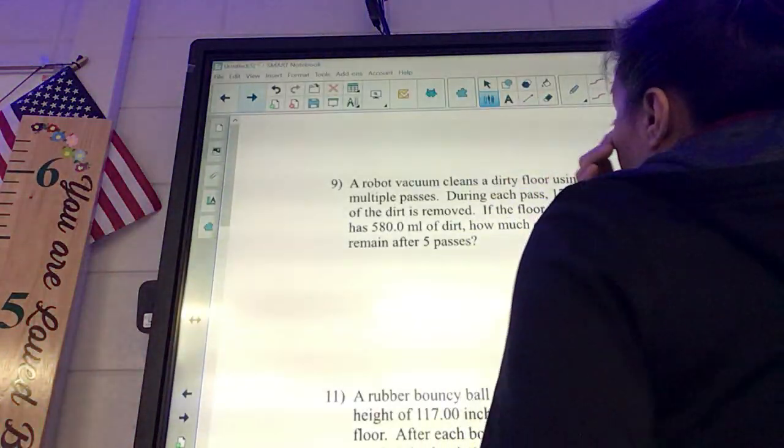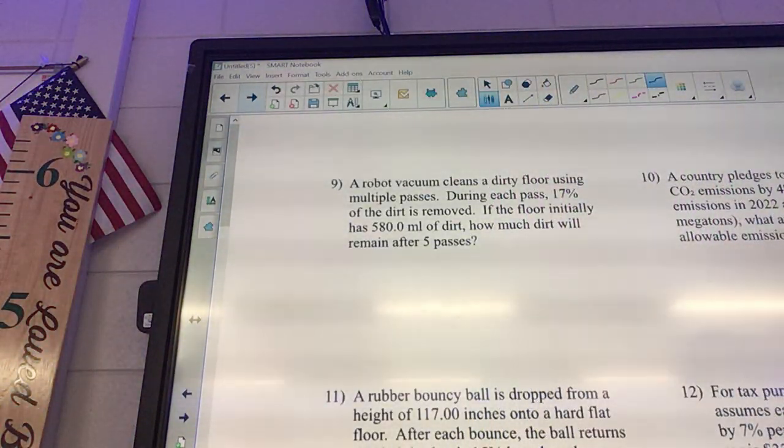Number 9. A robot vacuum cleans dirty floor by using multiple passes. What does that mean? More than one time around.